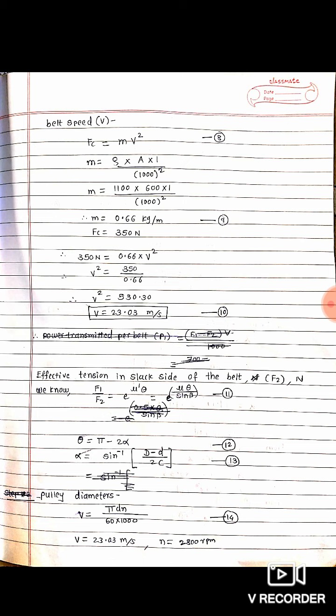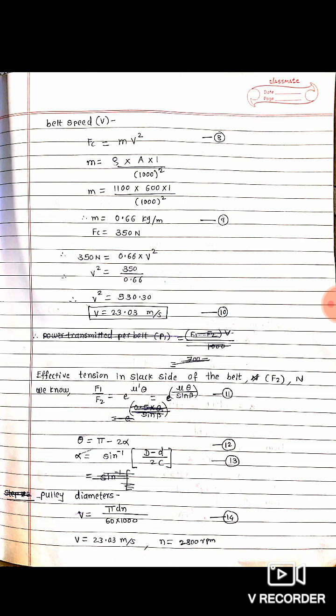Then Fc is already calculated in above steps, that is Fc is equal to 350 Newton. So in equation number 8, that is Fc is equal to m into V square. If we substitute Fc and m, then we can easily find out the value of V. Therefore v square is equal to 350 upon 0.66. Therefore v square is equal to 530.30. Therefore if we take the square root, then v is equal to 23.03 meters per second.